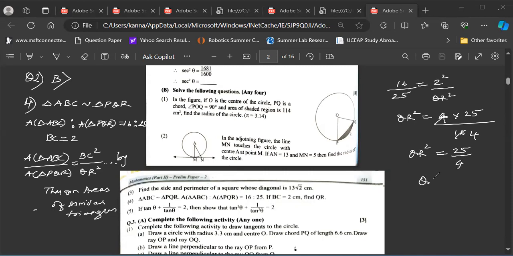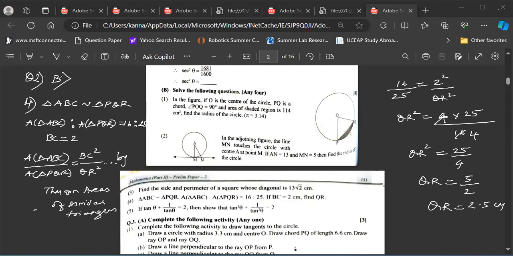So what is QR equal to? Root of 25 is 5, root of 4 is 2. So QR equals 2.5 centimeters, okay? QR equals 2.5 centimeters. I hope everybody got me here.